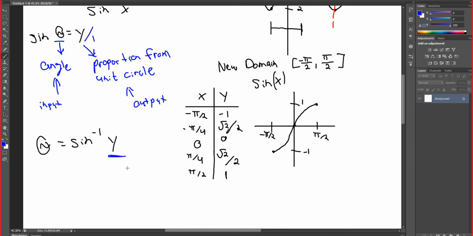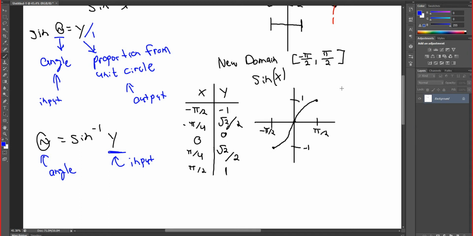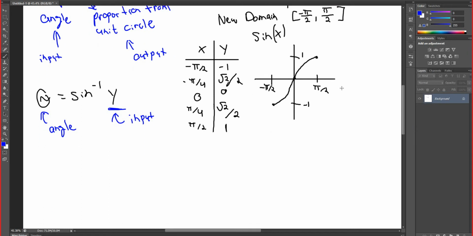So our y is our input, right? So our input for sine inverse is actually the proportion. And then our output is now the angle. So if I were to go graph this, I'm going to first make a table.